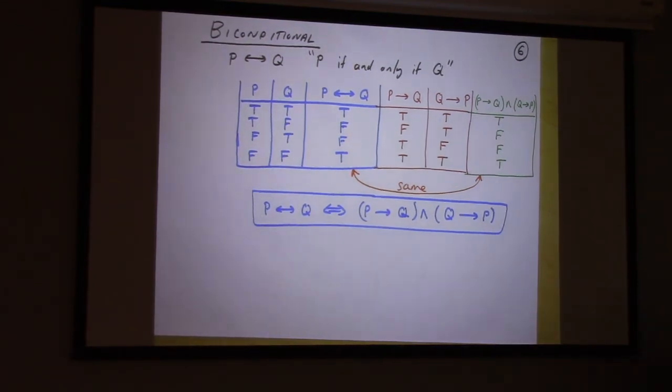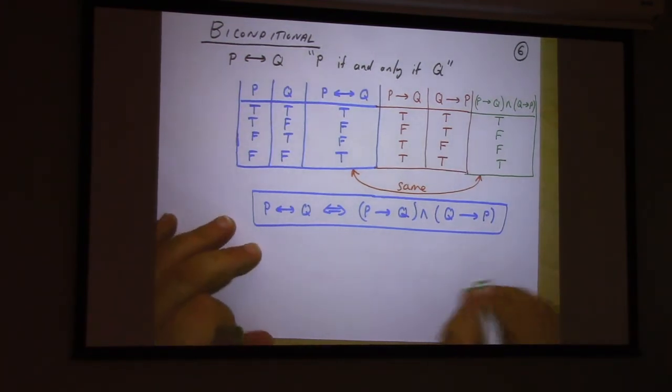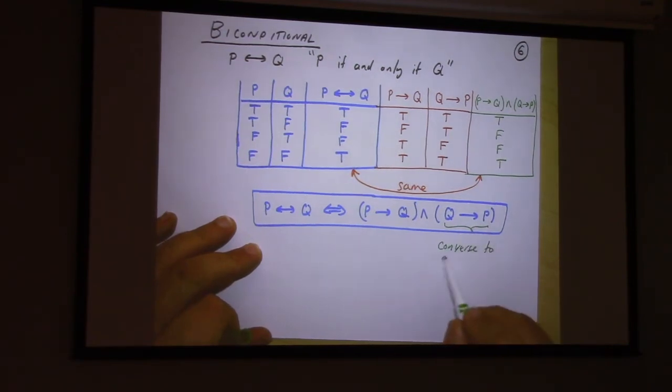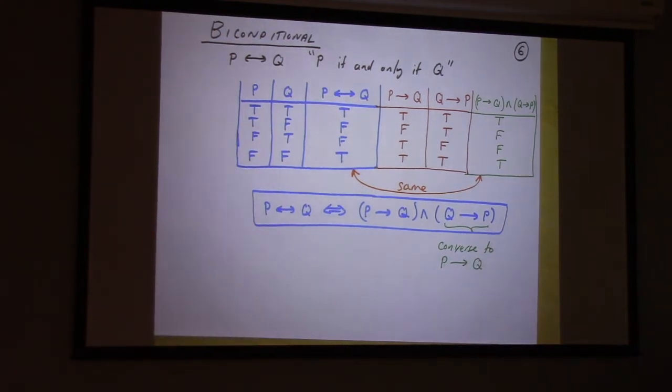A little bit more language. What is Q implies P relative to P implies Q? It's called the converse, right? So, a little bit of language here. This right here, this is the converse to P implies Q. I mean, there's a lot more to say.